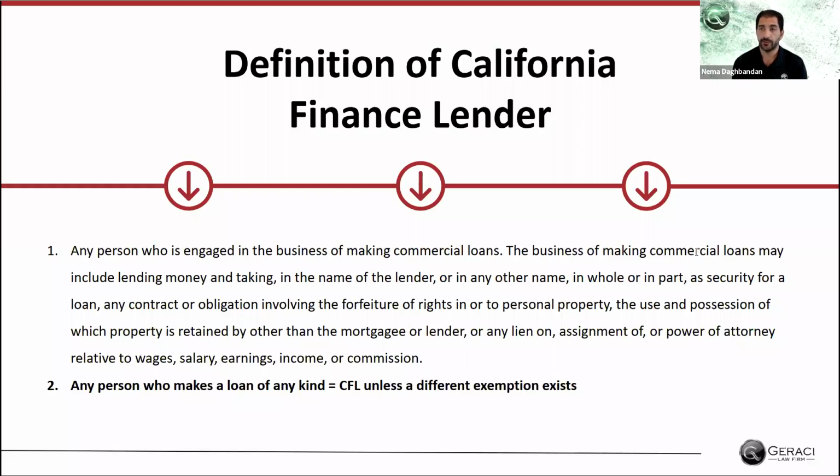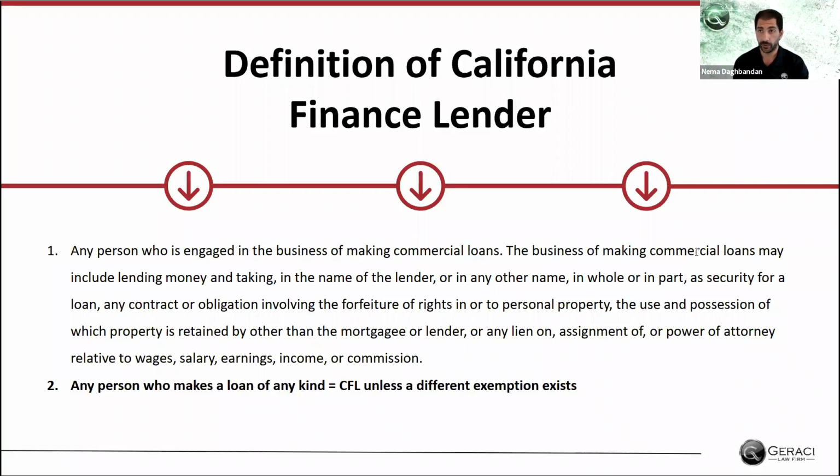So directly on this slide here, you actually have the definition from the Financial Code here in California. Rather than read the actual content on here, let me describe the concept of what's happening. Effectively, if you are making a loan, secured or unsecured, in the state of California, you're considered a California finance lender. Let me give a few exceptions to this rule that are relevant for purposes of the people that will be on this webinar.